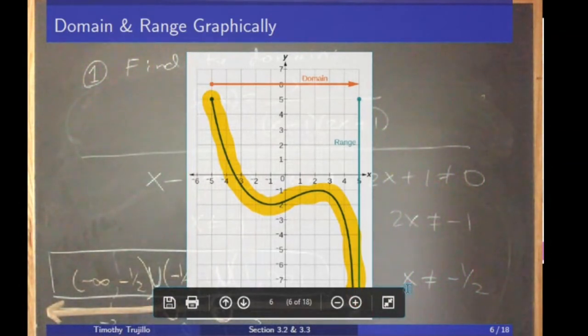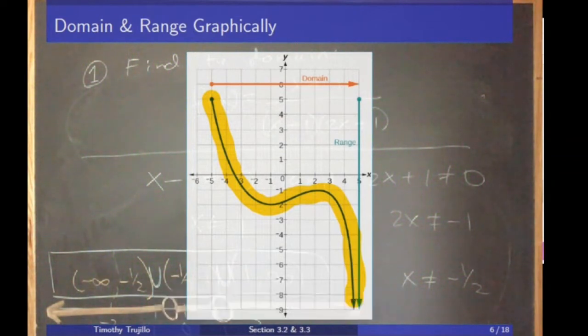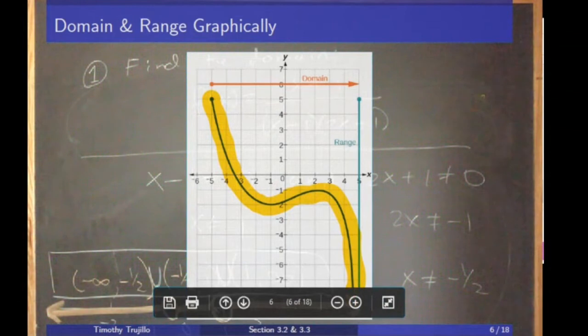Let me see if I can remove this little piece down here. Okay, it came back. But anyway, if you look at the picture when that was gone, you'll notice that this vertical line here never hits the graph. So this vertical line never hits the graph.